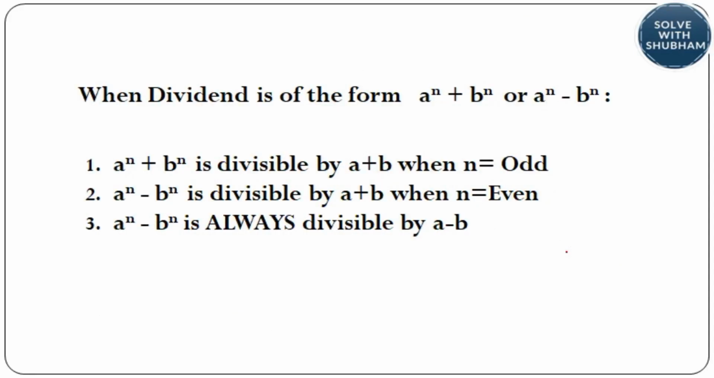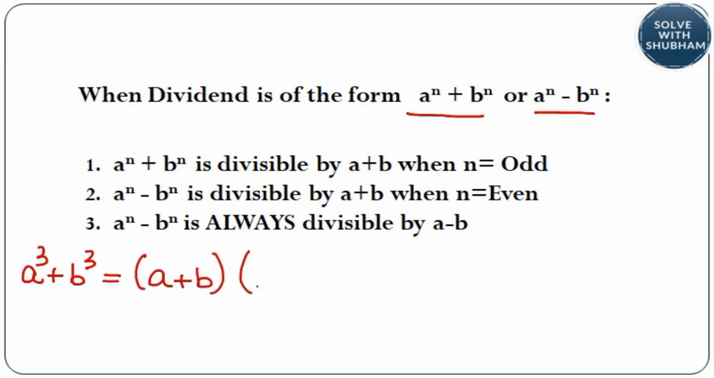Next, when the dividend or the number is of the form a power n plus b power n or a power n minus b power n. First concept, a power n plus b power n is divisible by a plus b when n is odd. So we can take smaller numbers and see it. Here we can take n as 3: a cube plus b cube. Formula goes like a plus b into a square minus ab plus b square. n is 3, which is odd, so it is divisible by a plus b.